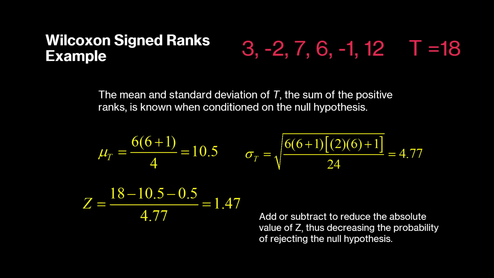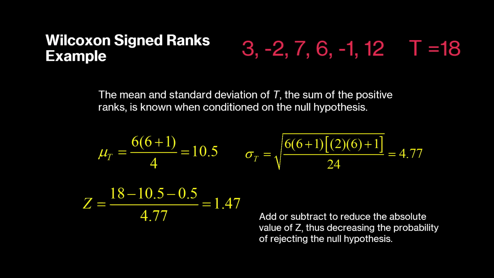You may or may not recall when we did this example with the Wilcoxon signed ranks test that the sum of the positive ranks was 18. That is, we ranked all these values without regard to whether they were positive or negative, considering them all as positive, but then we only added up those ranks that were associated with positive original scores. That gave us 18.